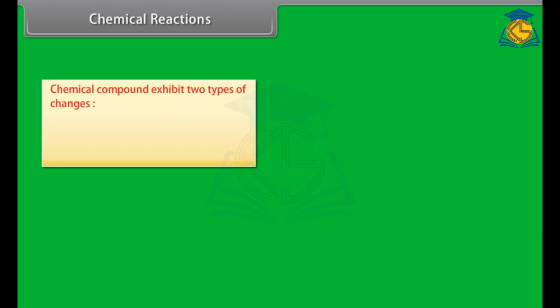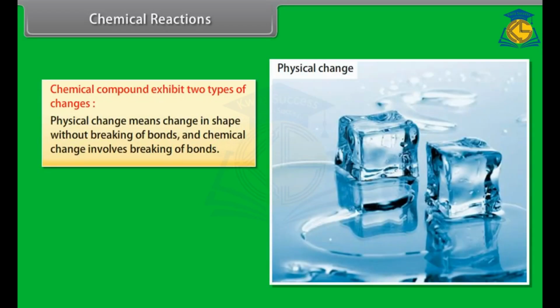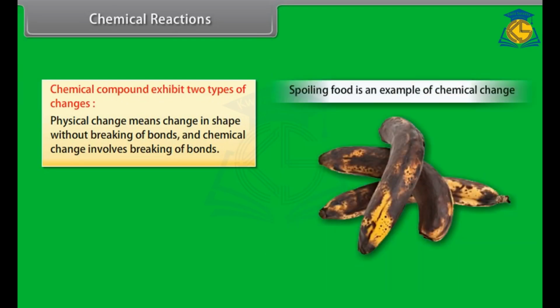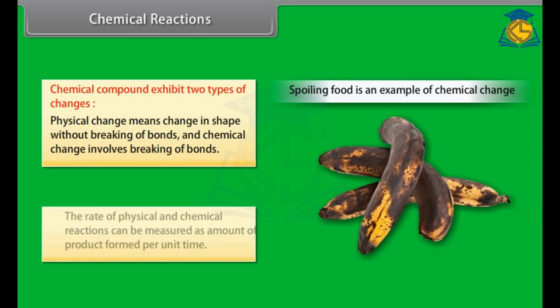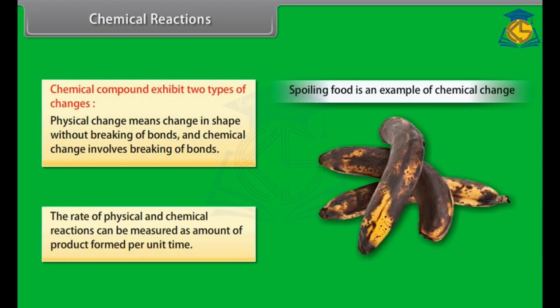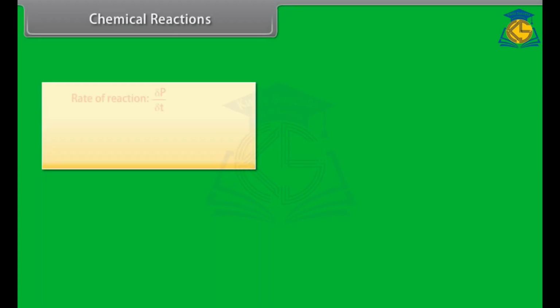Chemical reactions. Chemical compounds exhibit two types of changes. Physical change means change in shape without breaking of bonds, and chemical change involves breaking of bonds. The rate of physical and chemical reactions can be measured as the amount of product formed per unit time. Rate of reaction = delta P by delta T.